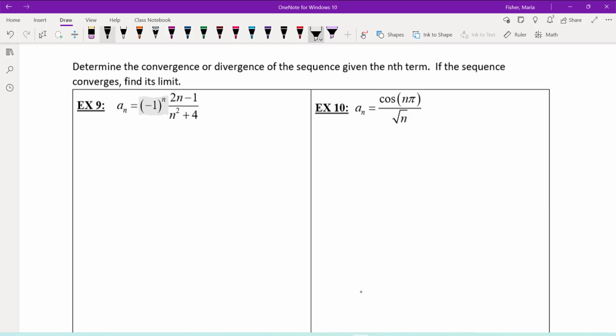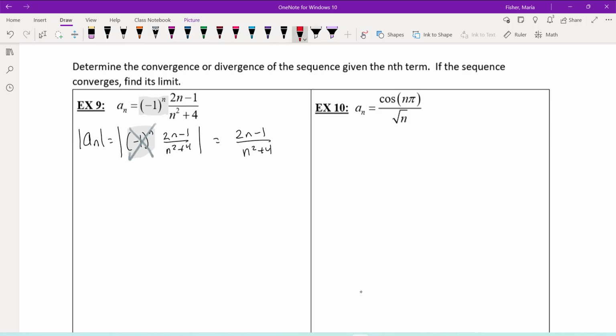The first thing I'm going to want to do here is find the absolute value of this sequence. So what's the absolute value of (-1)^n times (2n - 1) over (n^2 + 4)? Well, if I'm taking the absolute value, this piece here that alternates between positive and negative is just going to cancel. This is just equal to (2n - 1) over (n^2 + 4).